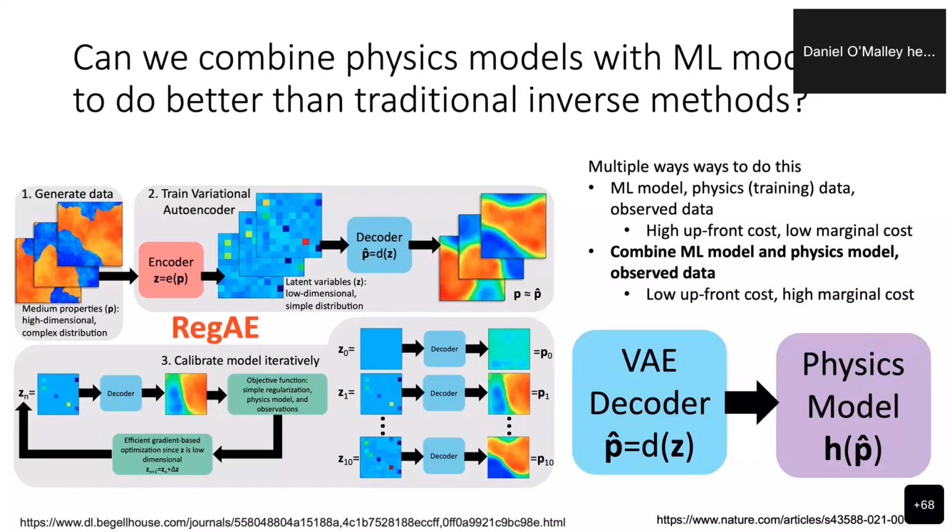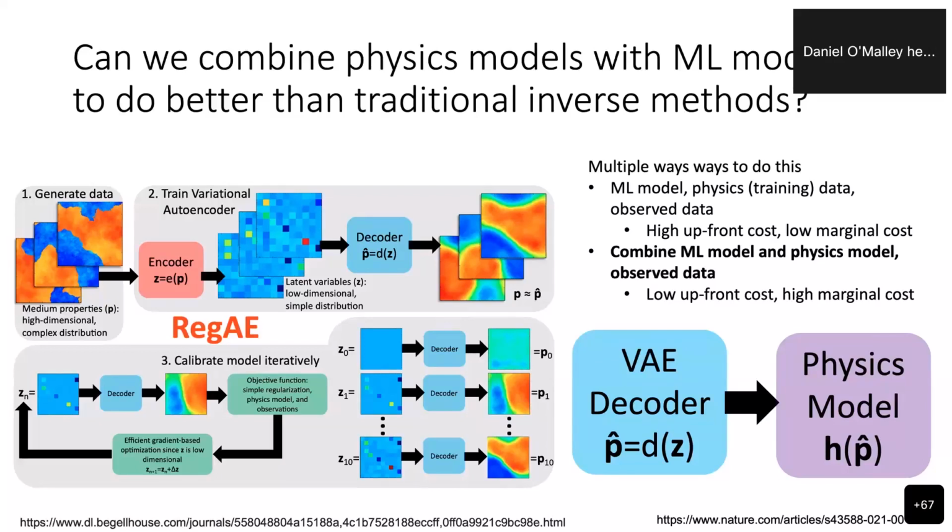At a high level, I would say there are two basic approaches. One is you have a machine learning model, physics training data, and observed data. You train the machine learning model to map directly from the observed data to the inverse result. The way you would set up the training data is to run a bunch of forward simulations mapping permeability to pressure, and then train the machine learning model to go the other way: take some pressures and go back to the permeability.